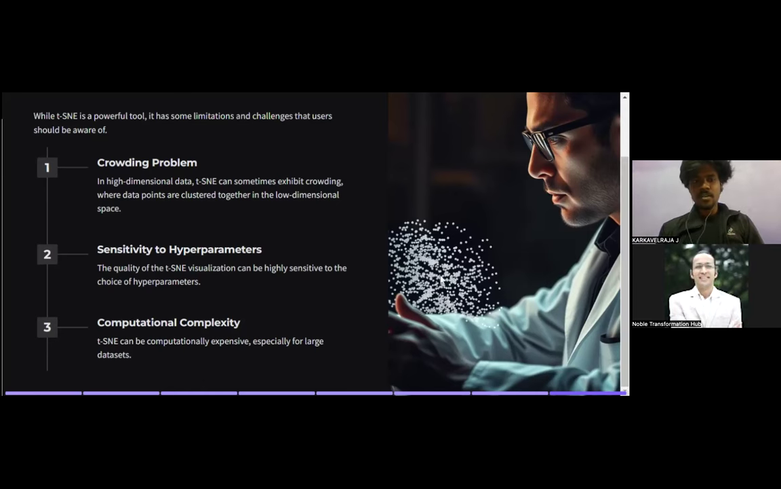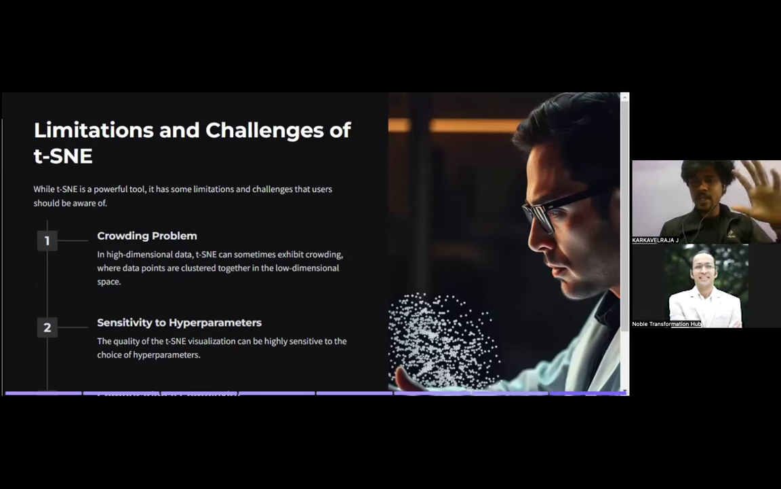I hope you guys are now able to understand. In the previous session and this session, we have gone through the black box of t-SNE: the advantages of t-SNE, how it works, and the limitations and challenges. Next session, we're going to see the coding part. So this is all about today's session.